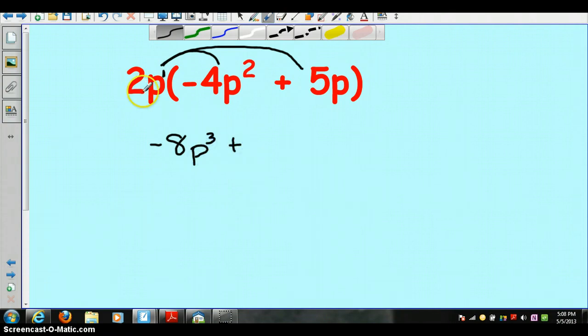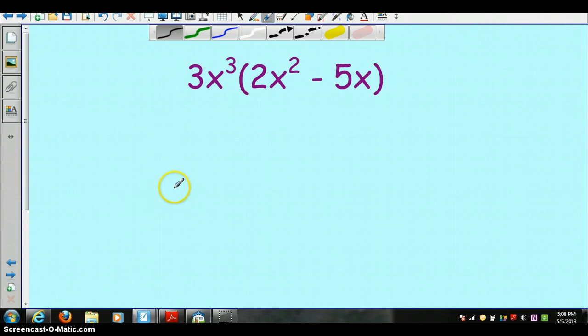Then we have negative 2 times 5, which is negative 10. And then we have p times p to the first power, which is going to be p to the second power. And that's our answer. And we can't combine these because they're different exponents. Go ahead and pause the video and see if you can do this one on your own. It's our last example.